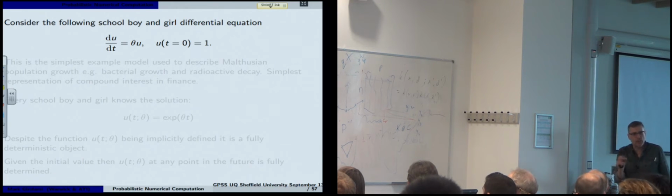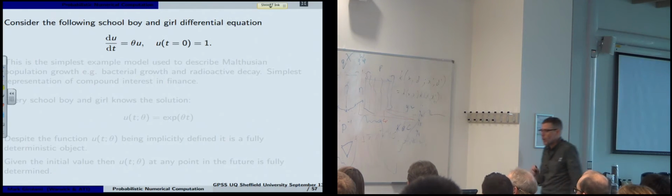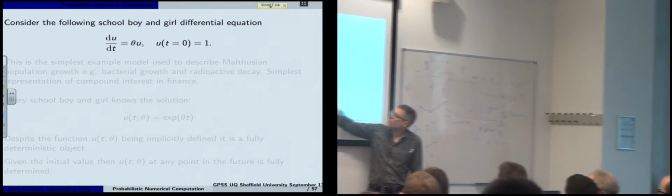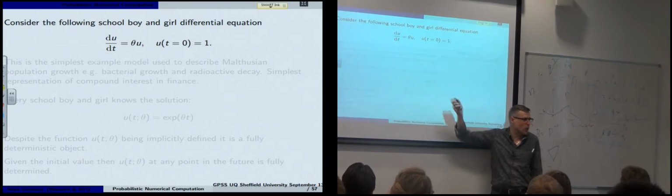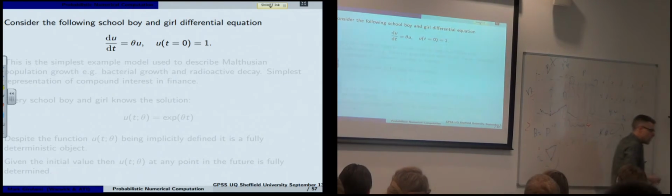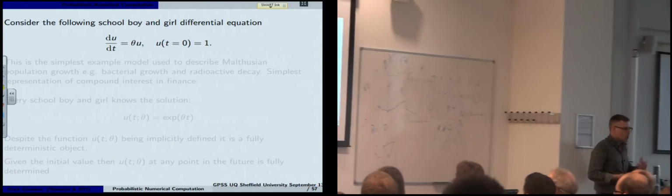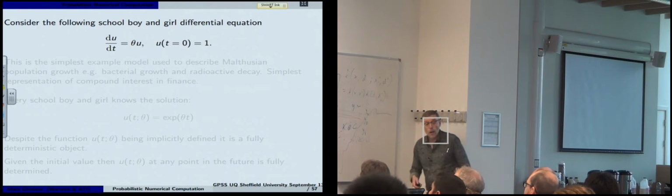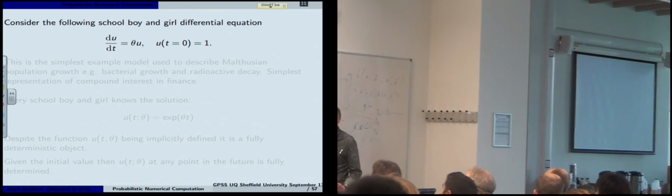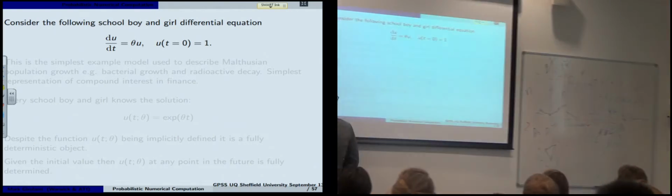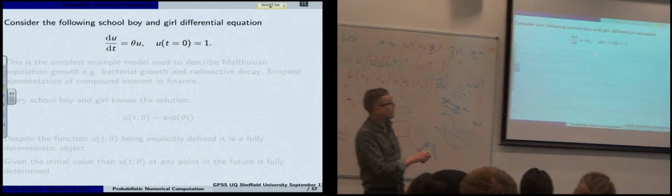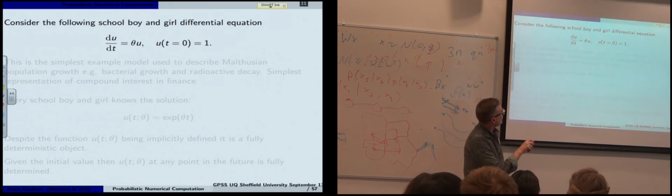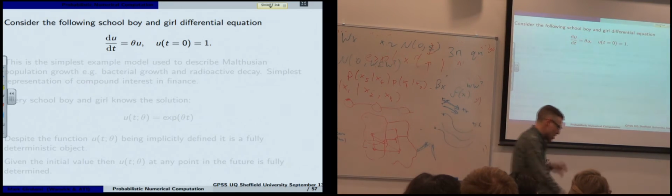It's not actually written down, u equals something or other. u is implicitly defined by the function that satisfies this differential equation, that its derivative with respect to t is equal to some constant theta times the function itself. Furthermore, the other piece of information we're given is that the value of the function at t equals 0 equals 1. Our goal is to find the function u that satisfies this.